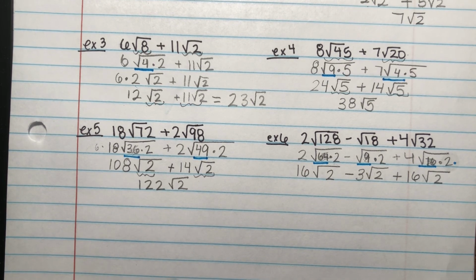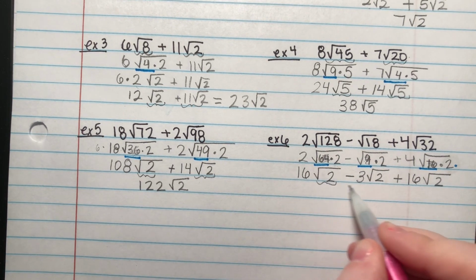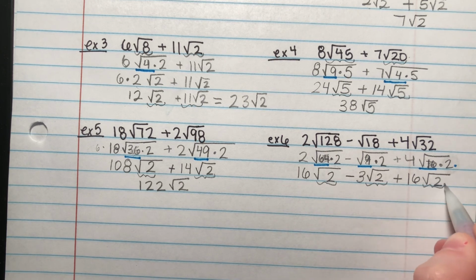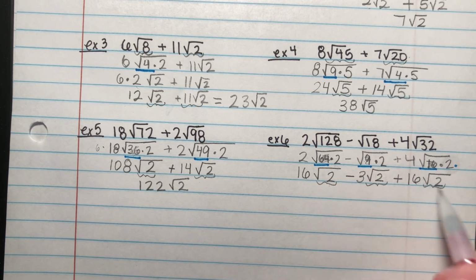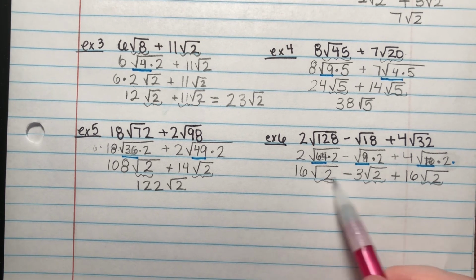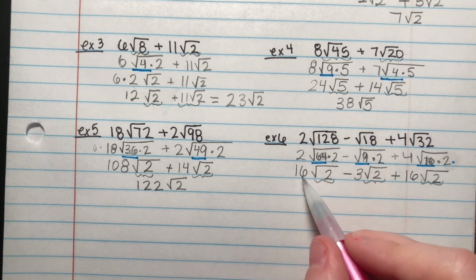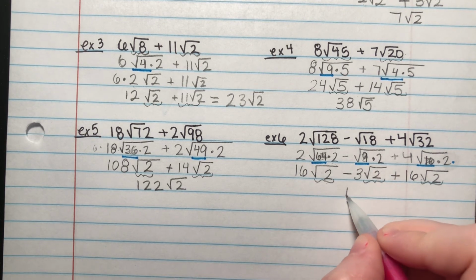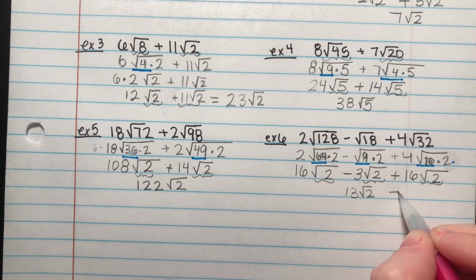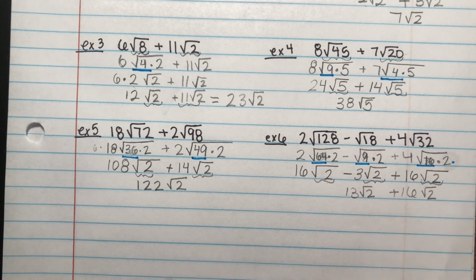Now do I have the same radical? Yes. And you don't have to draw these, I'm just showing you every time that we do have the same radical at the end. So, since they're all the same, I can add or subtract my coefficients. So 16 minus 3, it's going to give me 13 square root of 2 plus 16 square root of 2. So 13 plus 16 gives me 29 square root of 2.